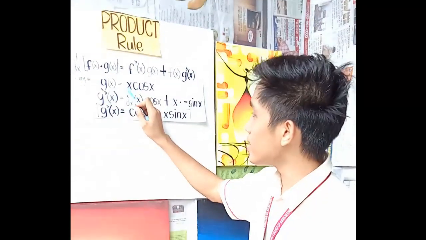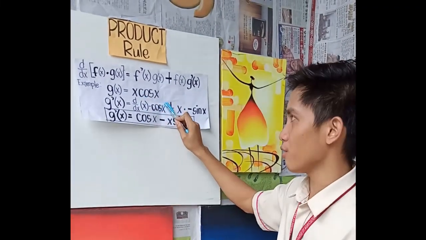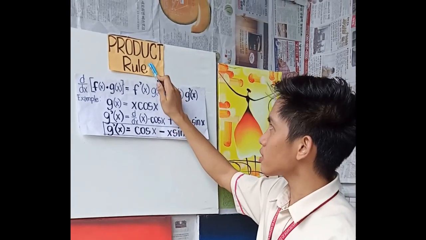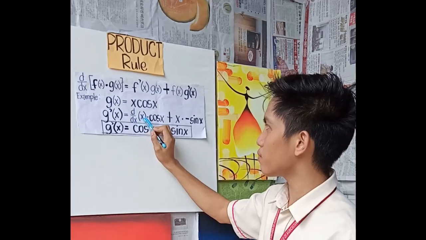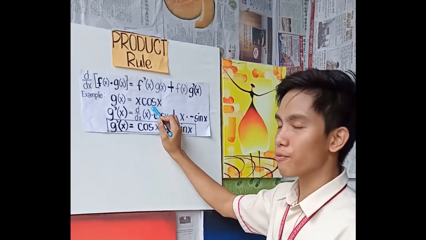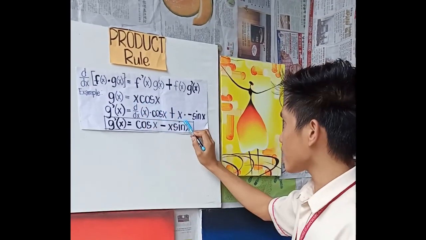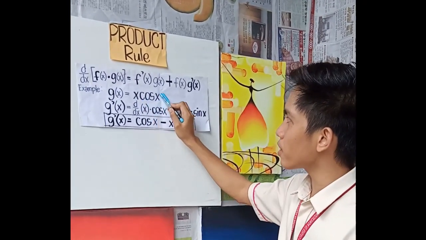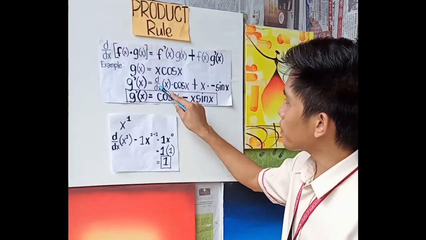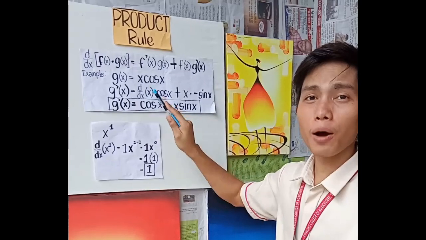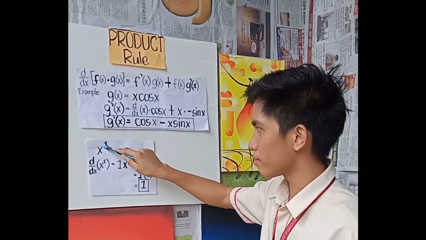Our f of x here is x, and the g of x is cosine of x. The product rule tells us: the derivative of the first function, x, times the second function, cosine of x, plus the first function, x, times the derivative of cosine of x, which is negative sine of x. So what would be the derivative of x? We will now apply the power rule. x is the same as x to the 1 power.